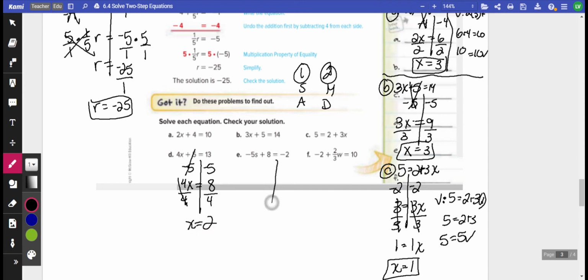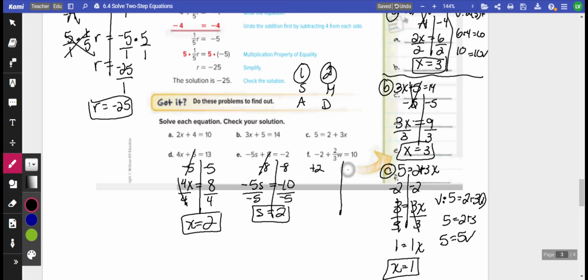Letter E. Extending my equal sign, I'm going to subtract 8 from both sides. That leaves me with 5s equals negative 10. Divide both sides by negative 5, get s equals 2. And then letter F. Extending my equal sign, I want to add 2 to both sides. I'm left with 2/3 x equals 12.